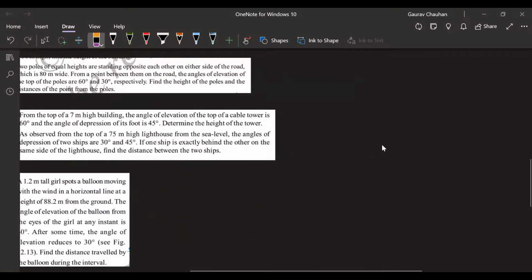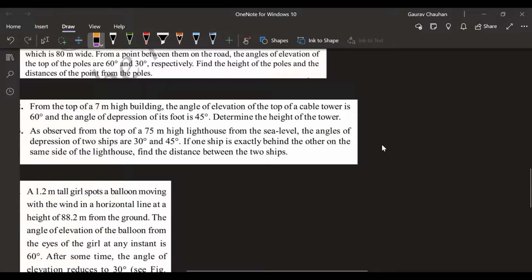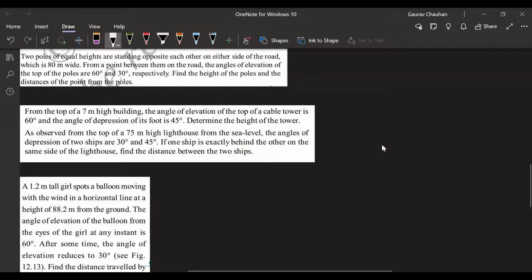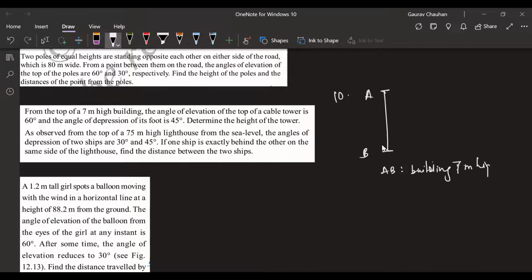Question number 12. From the top of a 10-meter high building, the angle of elevation of the top of a cable tower. This is question number 10 we're doing. There's a 7-meter high building, maybe 2 floors. Let AB be the building, 7-meter high. There's the top of a cable tower and the angle of depression of its foot. So there's a cable tower here.